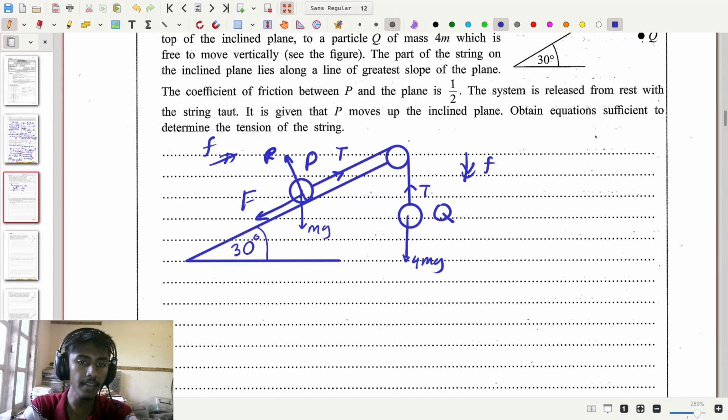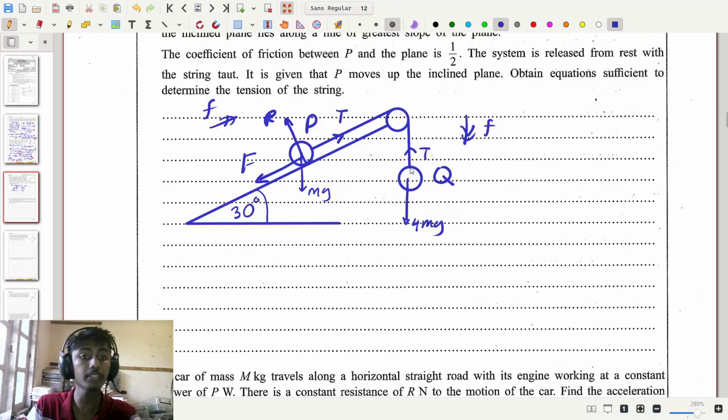Now, other than this, there are actually no other forces or accelerations to be considered in our system. We have marked everything. We have a reaction force here, we have a tension here, we have downward weight here, and a friction here, and we also have tension upward here on the particle Q, and a downward force of weight due to gravity on the particle Q of 4mg.